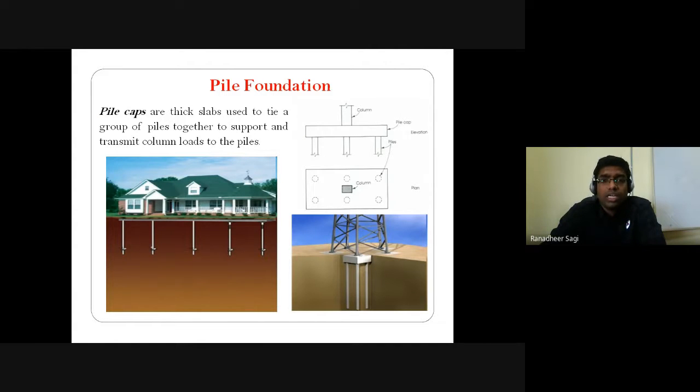As we have already understood, a pile is never provided individually to carry the superstructural load. So what we try to do is provide piles in group action, where all those individual piles are structurally connected by what is called a pile cap. The pile cap is nothing but a thick slab which is used to connect the individual piles to form a group action in carrying the load which is coming from your superstructure.